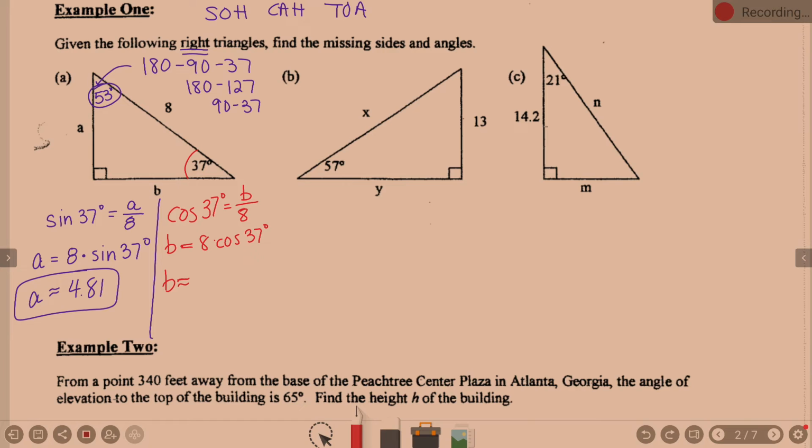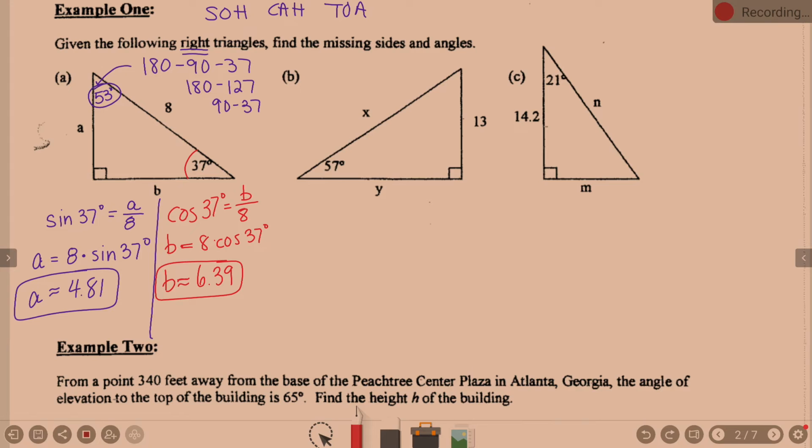You should be in the right setting at this point. 6.38908408, or approximately 6.39. Okay. Could you have used your 53-degree angle? You could. Okay? If you're confident in your math, in other words, you didn't mess up the basic subtraction, there's nothing wrong with using the 53-degree angle to find either A or B.